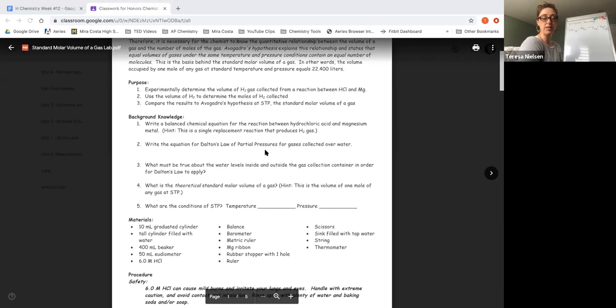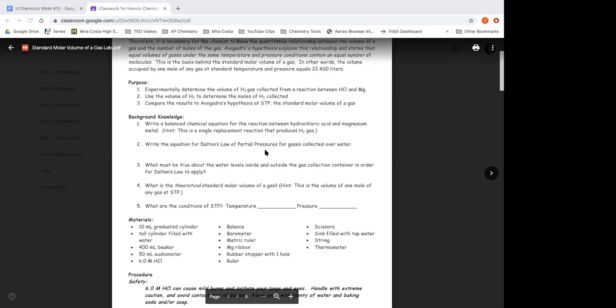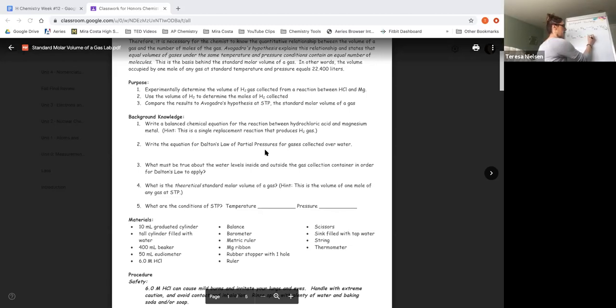All right, next, write the equation for Dalton's law of partial pressures for gases collected over water. We've already seen this one a couple of times. Remember that we can say that the total pressure will equal the atmospheric pressure, and that'll be the pressure of hydrogen gas in this case, because that's the gas that we're collecting over water, plus the pressure of the water vapor. And if you remember, the pressure of the water vapor is a function of temperature.